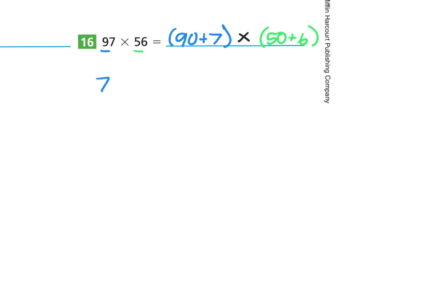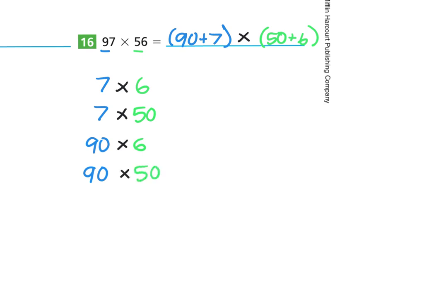And if we take 7 and multiply that by 6, and then we want to take 7 and multiply it by the 50. So the 7 is done. I'm moving on to the 90. And I want to multiply that by the 6. And then last one, take that 90, multiply that by 50. All right, now let's find each of these partial products.